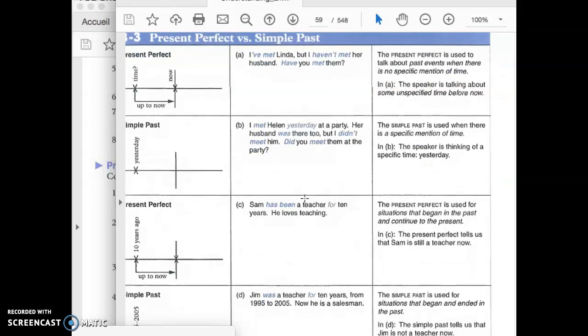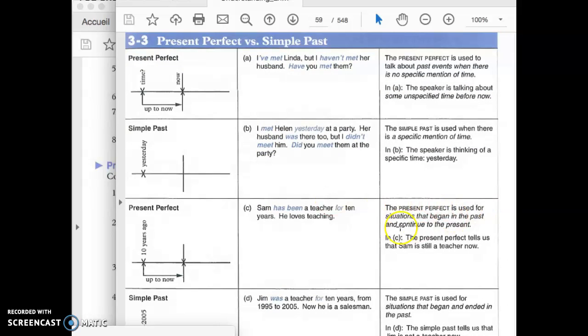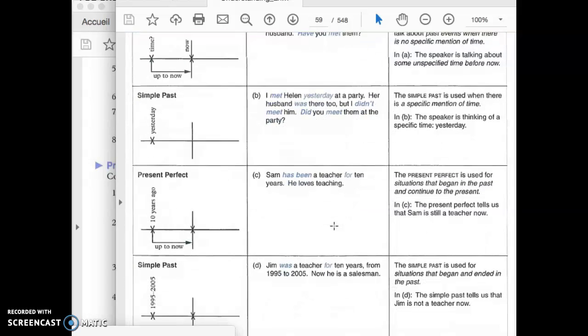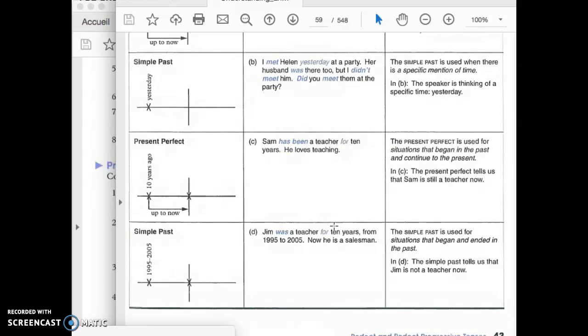Now, the present perfect is used for situations that began in the past and continue to the present. The present perfect tells us that Sam is still a teacher now. Sam has been a teacher for 10 years. He loves teaching. That means he keeps teaching. So it can affect the present. On the other hand, the simple past, no.